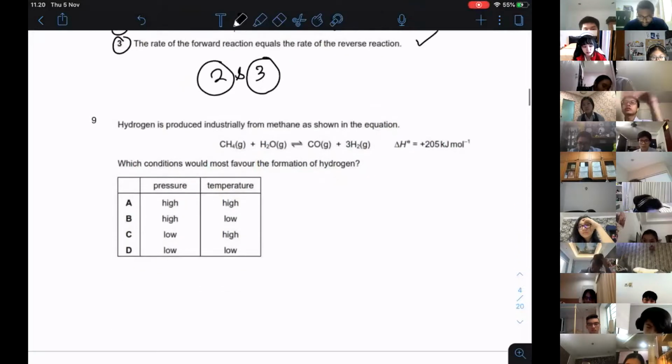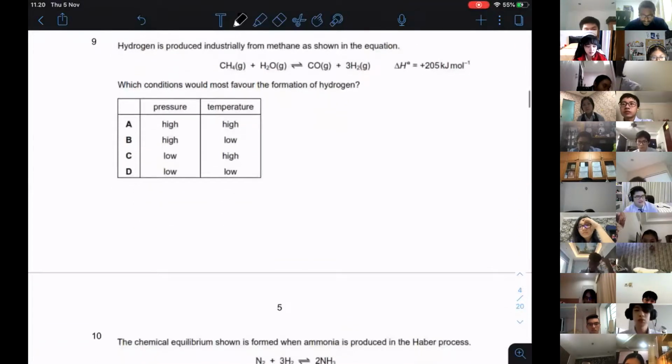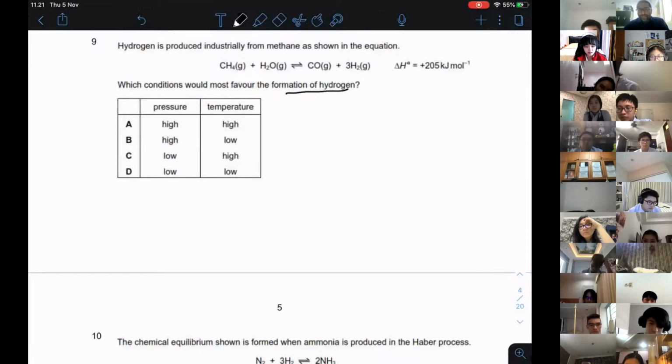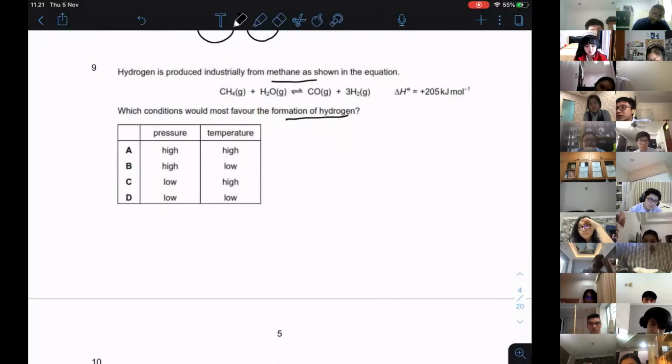Let's actually do some questions that involve a little bit more thinking. So here, you have the condition to favor formation of hydrogen. To favor formation of hydrogen means, Frederick, is it supposed to shift to the left or to the right? To the right. To the right. So you need to figure out ways to make it shift to the right.